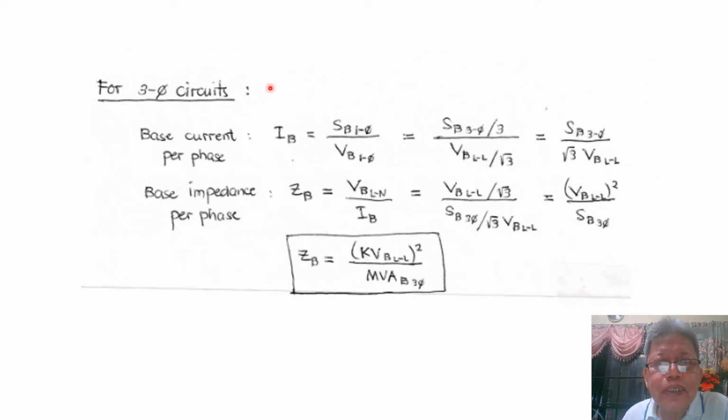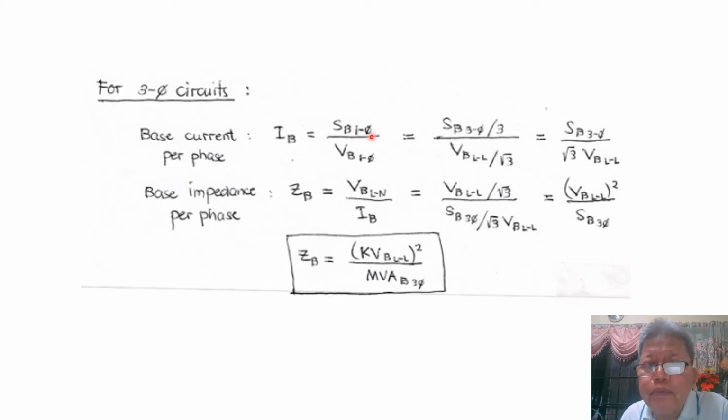For the three-phase circuits, we compute the base current per phase as I base equal to apparent base per phase divided by the base voltage per phase.